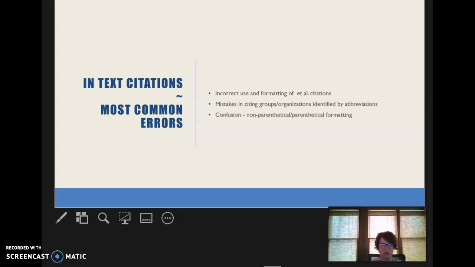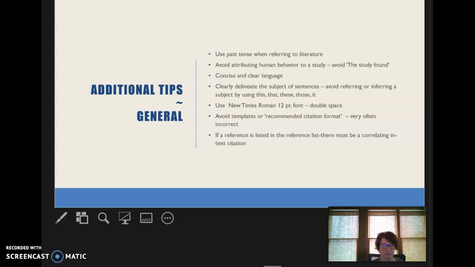And you want to write out the name of the organization the first time in your paper, and then in parentheses the abbreviation for that organization. And after that, then you can just use the abbreviation. And there's some differences when you use parentheses or if you use just the author's name in the text of the document. So be key into those factors as well.